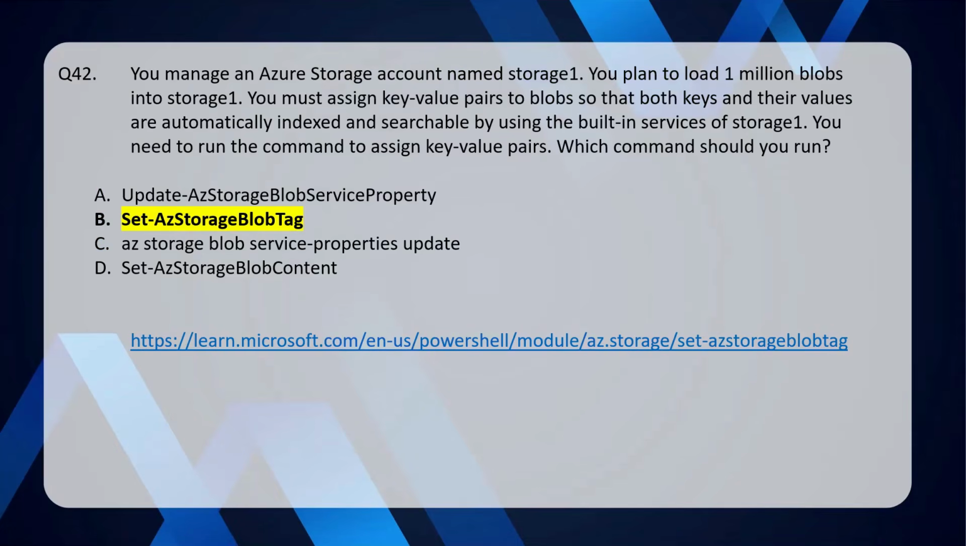Now update AZ storage blob service property is used to update service-wide properties, which are like CORS, metrics, delete retention of a storage account. Now AZ storage blob service-properties update is the Azure CLI equivalent of the previous PowerShell command. And set AZ storage blob content uploads a file to a blob but does not directly assign tags.